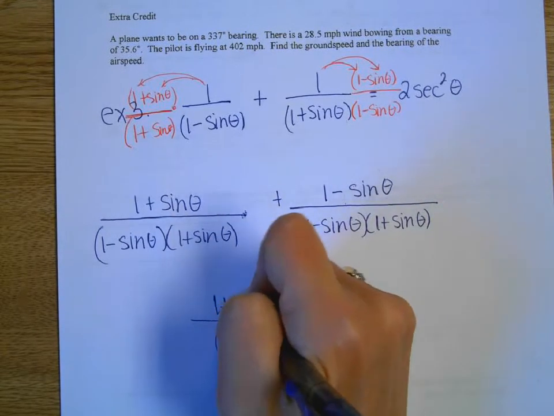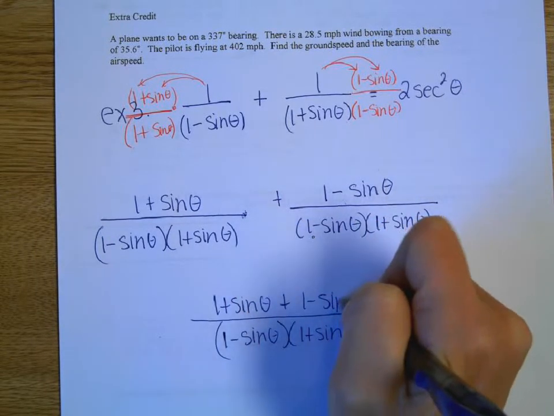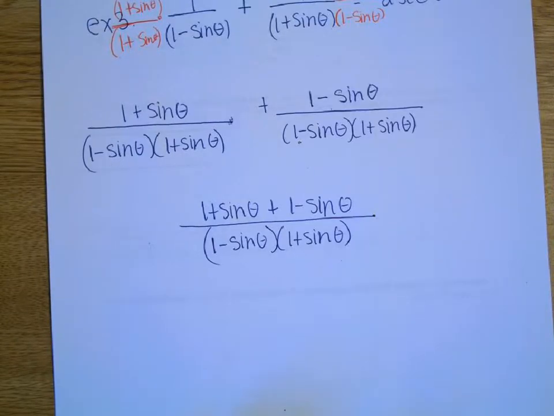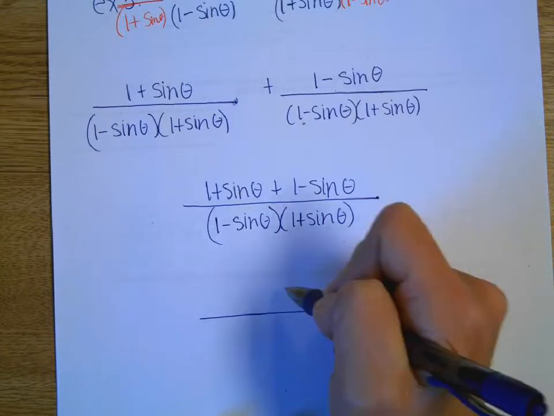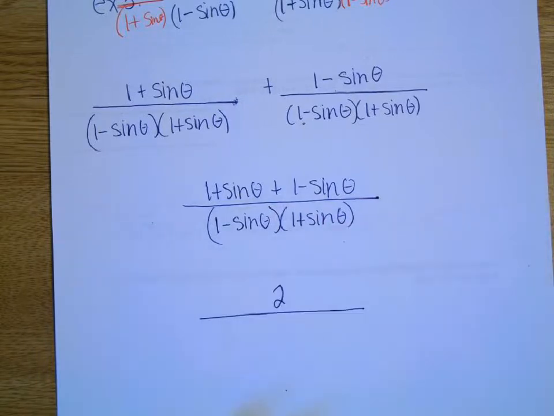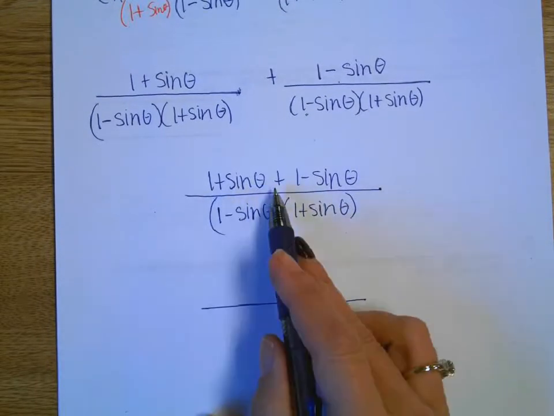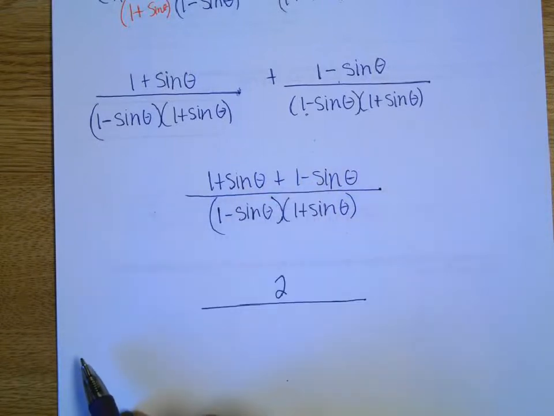I've got a 1 plus sine, plus another 1 minus sine. Now at this point, you want to simplify the numerator and FOIL out the denominator and simplify that. So, big fraction again. What's my numerator? 2. That's nice because I need a 2 in my verify. Oh, I see. 1 plus 1. And then sine minus sine is gone.